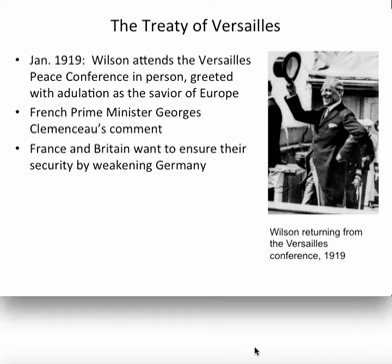And so the goal of France and Britain at the peace talks was to weaken Germany to such a great extent that there would never be the slightest chance that Germany would ever start a war like World War I again.